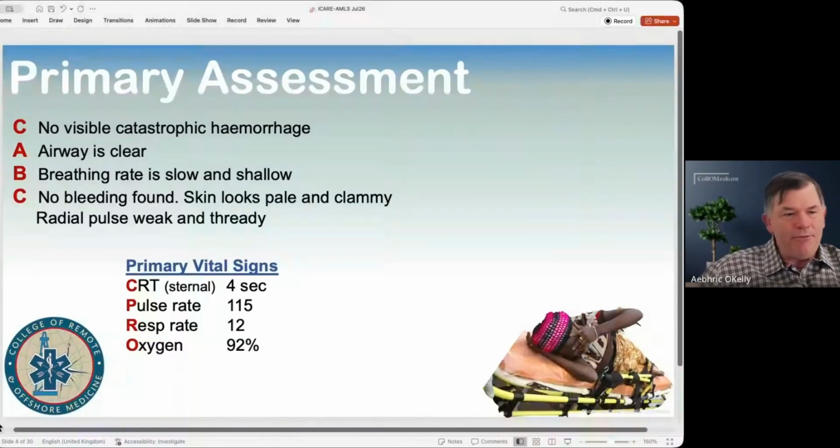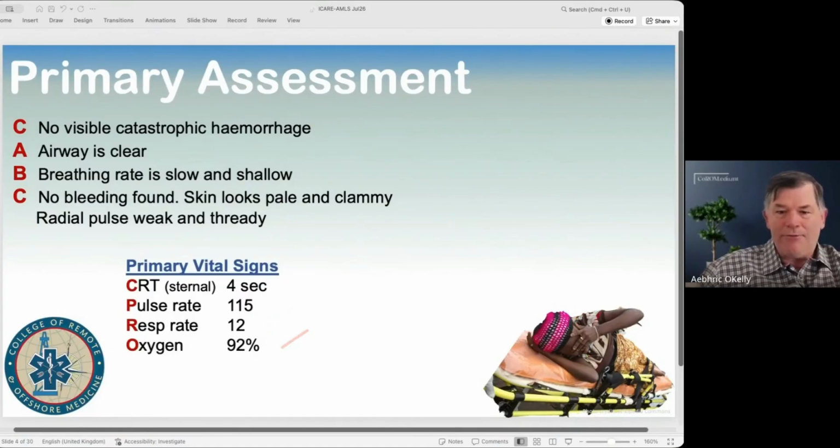And we have 4 seconds of capillary refill. 115 is her pulse rate. Respiratory rate is 12, and her SpO2 is 92. So of these, we're looking for red flags. Are there any red flags in her CABC or CPRO?